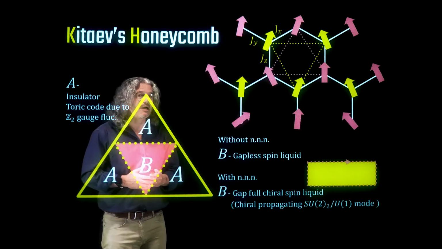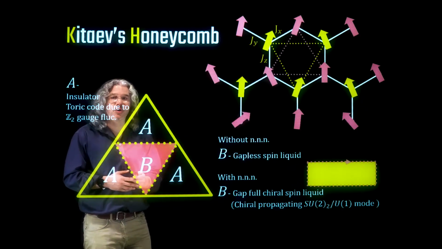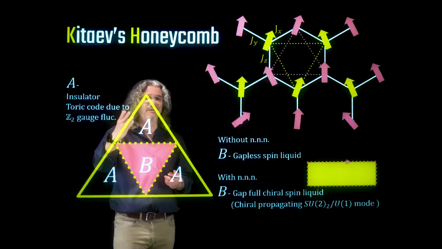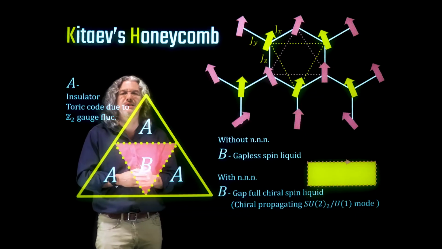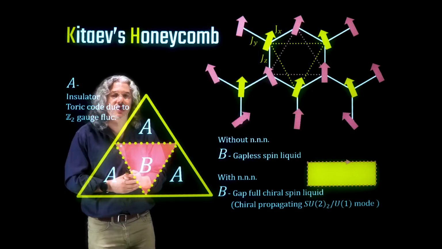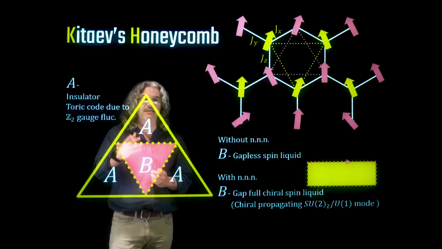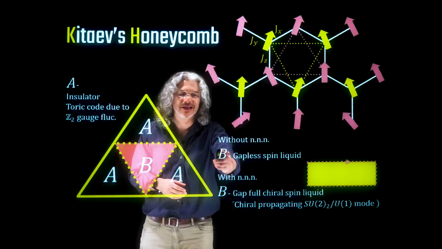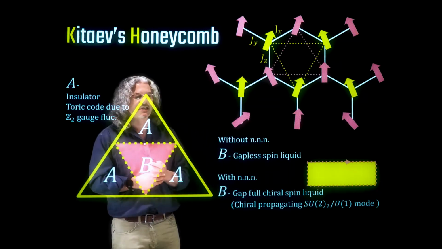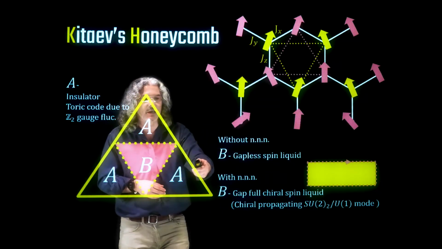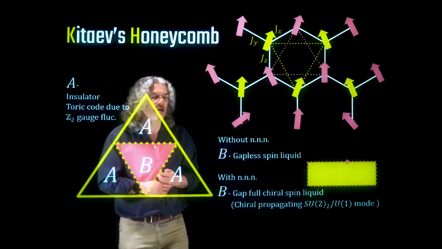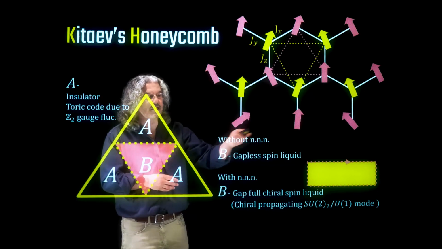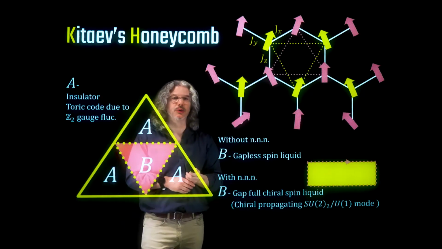So let's summarize the honeycomb model. The A phase will be an insulator phase. I didn't show it in this video, but this is known to be the toric code due to the Z2 gauge fluctuations. Ehresberg will discuss that model more. Without next nearest neighbor tunneling, we get a B phase, which is a gapless spin liquid. And when we include next nearest neighbor tunneling, we get a gapped chiral spin liquid with an edge mode, which is very much like a Majorana mode.